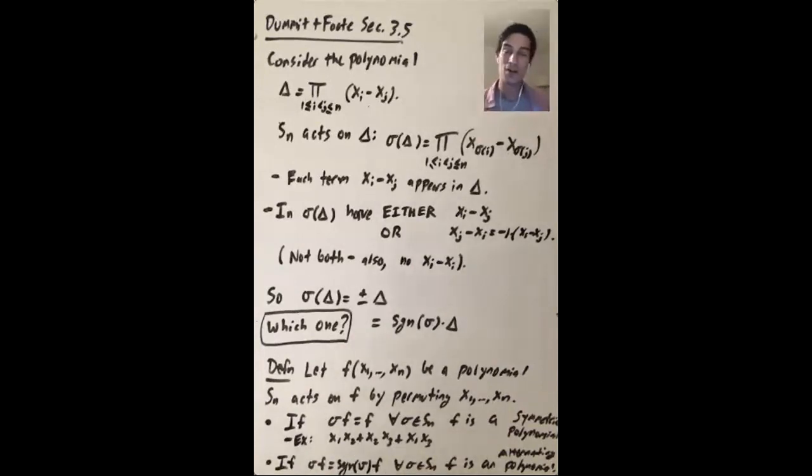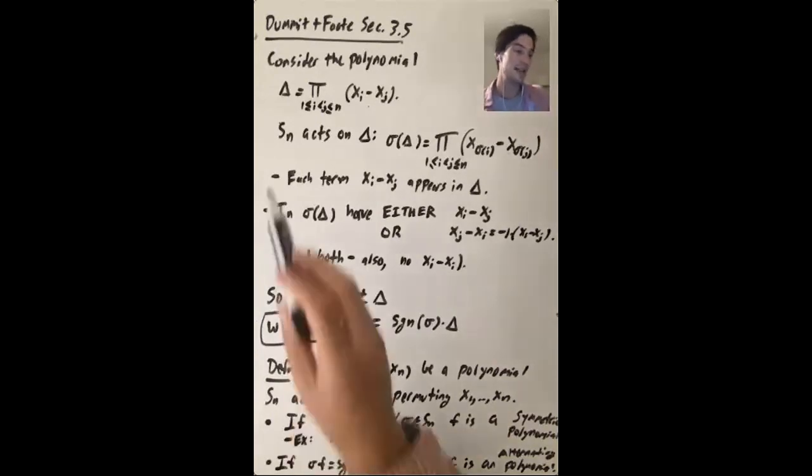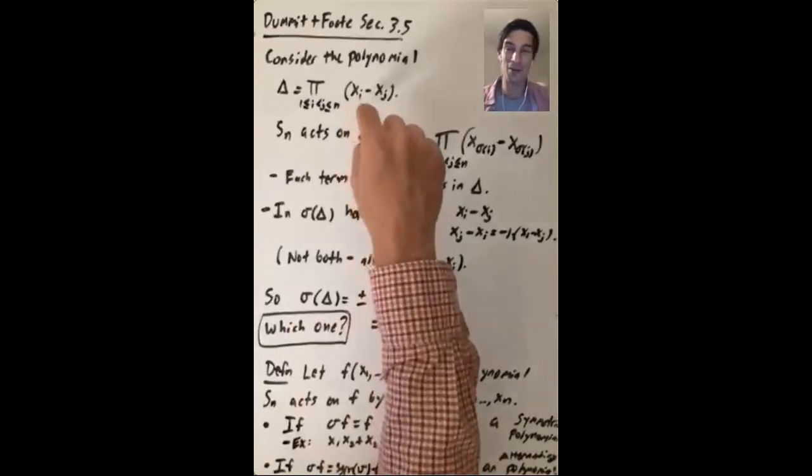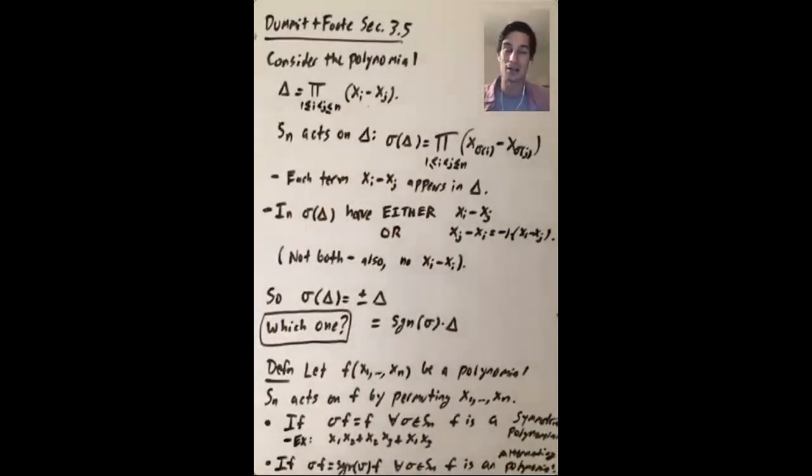OK, so those polynomials are really important. Delta is not one of those, because when we apply some permutations, we don't get back delta, we get back minus delta. So if you have sigma of f is equal to the sign of sigma times f for all sigma in Sn, then f is called an alternating polynomial. And what Dummit and Foote are showing here or defining here is that this polynomial delta is an alternating polynomial.